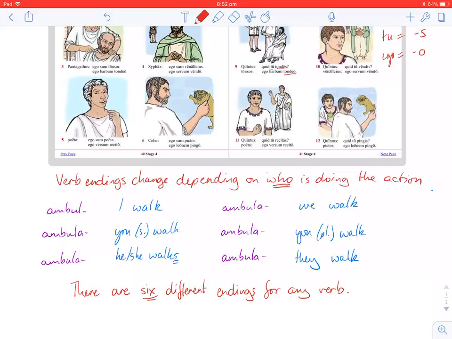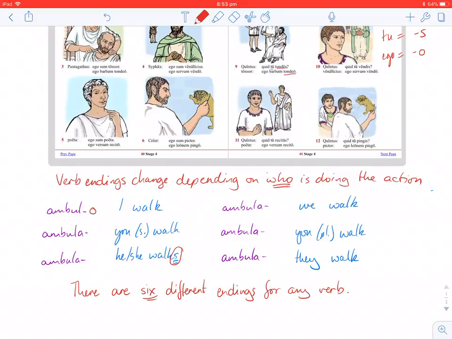If you think about the verb to walk in English, we don't do that, do we? You could say I walk, you walk, we walk, you walk, they walk. It's all the same word. The only time we change it is if we say he or she walks and we add an S on the end. But in Latin, the ending of the verb will actually change every time you change the person doing the action. So if it's I walk, you use the letter O.